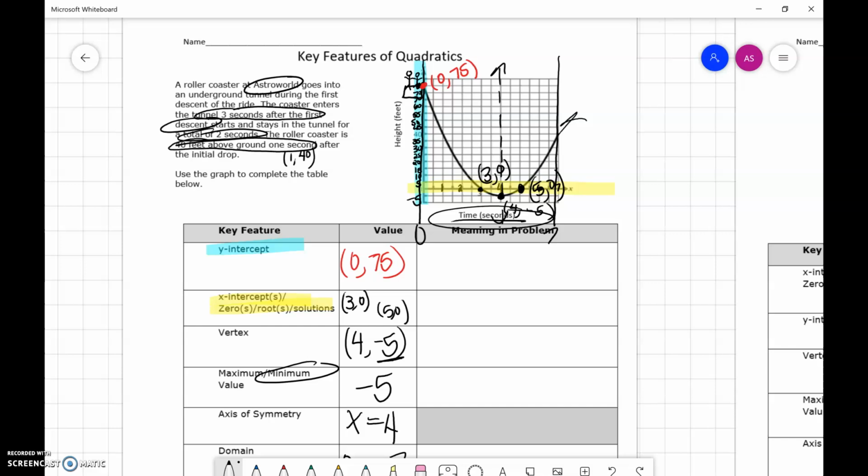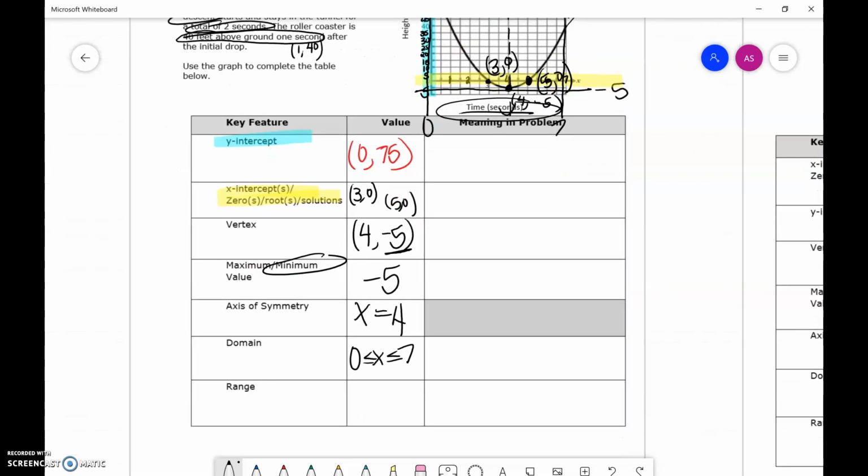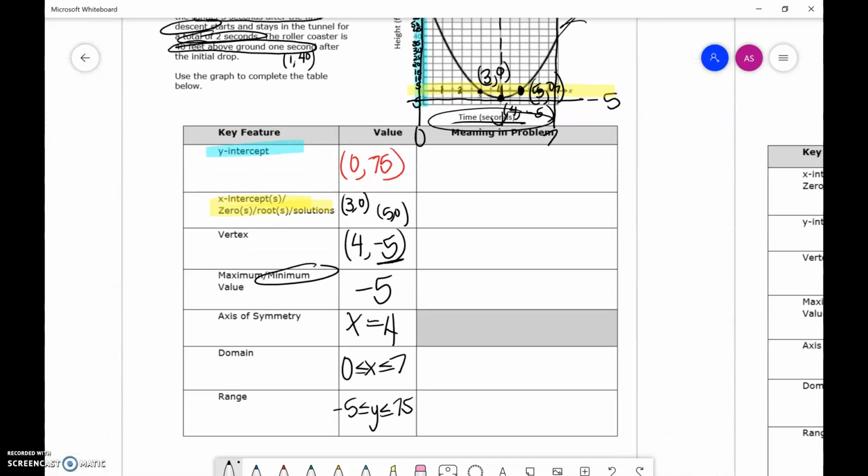Then my range, remember, I want to go from the bottom to the top. So we have this starting at -5 and we're going to 75. So my range will be -5 to 75, and then I have my inequality signs in the middle. In most cases, when I'm dealing with a real world scenario, I'm going to have the equal to on my inequality signs. So my y values are greater than or equal to -5 and less than or equal to 75.